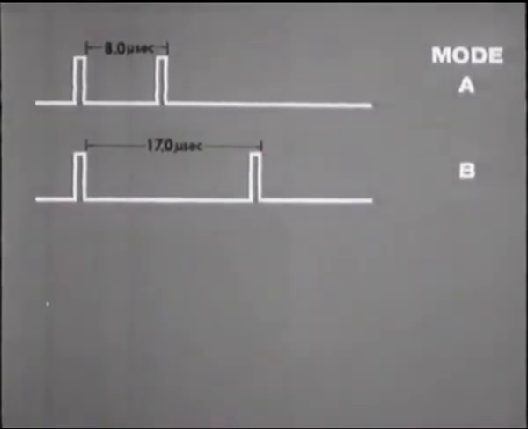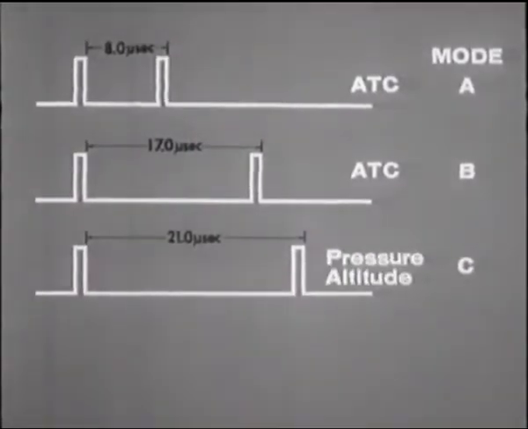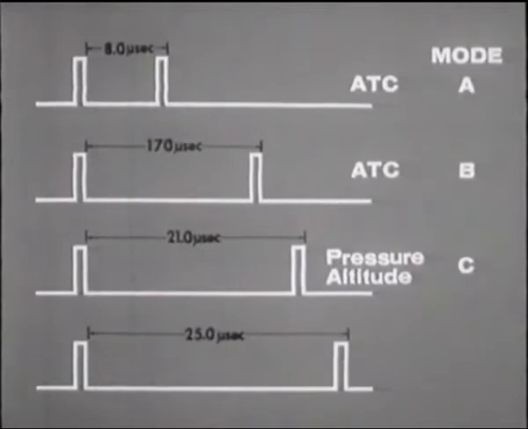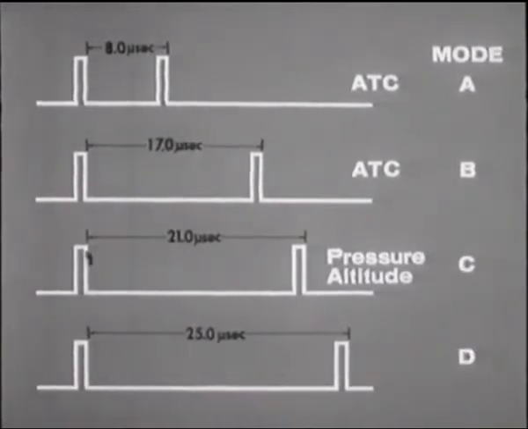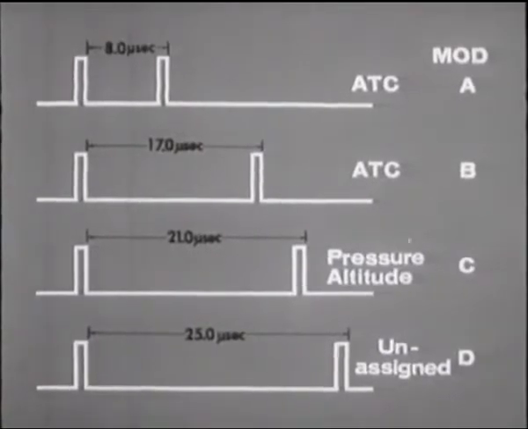The replies from transponders triggered by modes A and B are used by air traffic control for identification and tracking of aircraft. A pulse spacing of 21 microseconds gives mode C. This has been designated for use in initiating automatic pressure-altitude transmission from aircraft. A spacing of 25 microseconds provides mode D. The use of mode D has not been decided.